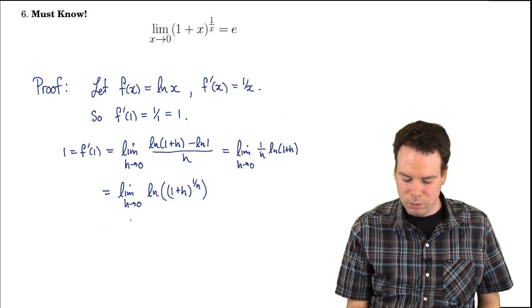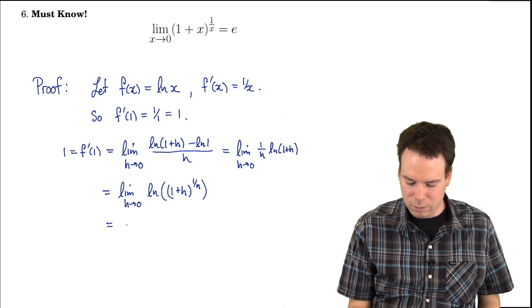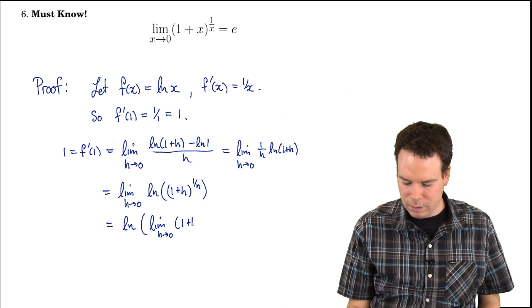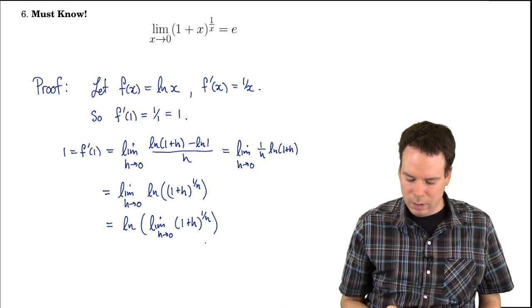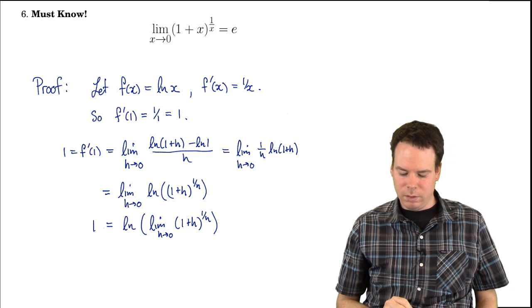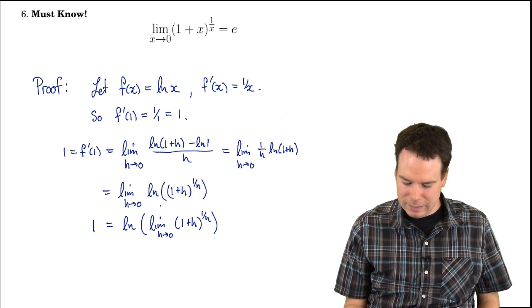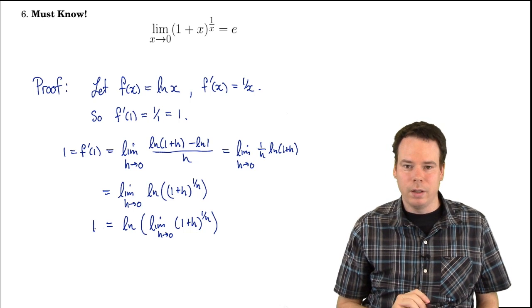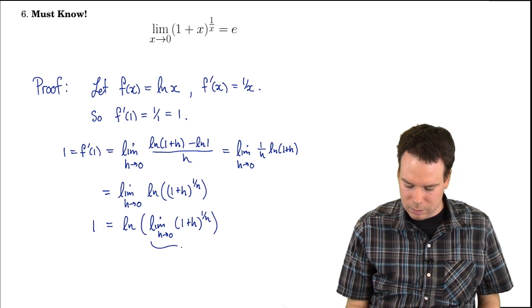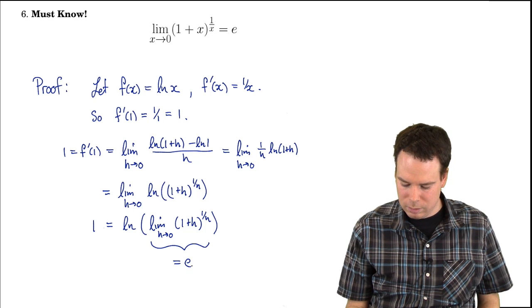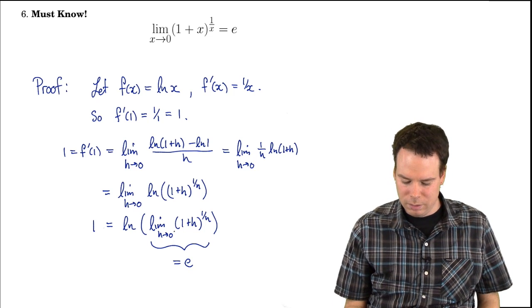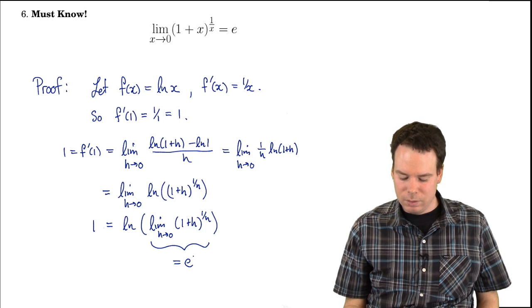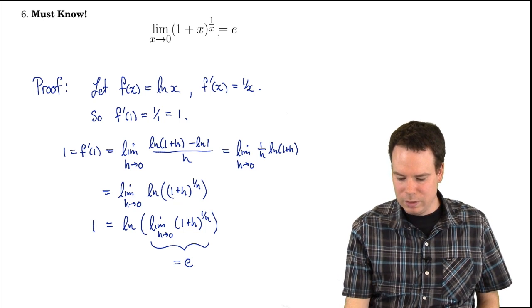Also, the logarithm is a continuous function on its domain, so I can switch the order of the limit and the log due to continuity. So this is the natural log of the limit as h goes to 0 of (1 + h)^(1/h). And all of that, as we know from the left-hand side, is equal to 1. So this limit, whatever it is, is some number, and it has the property that when I take the logarithm of it, it's 1. Well, that must mean that this thing is e. That's the only number whose natural log is 1. So that limit must be e, and that's precisely the limit we're staring at.